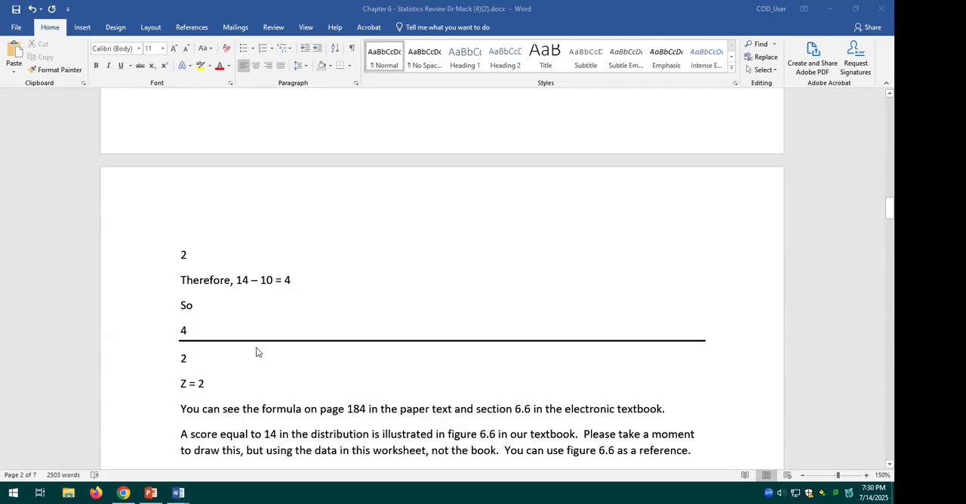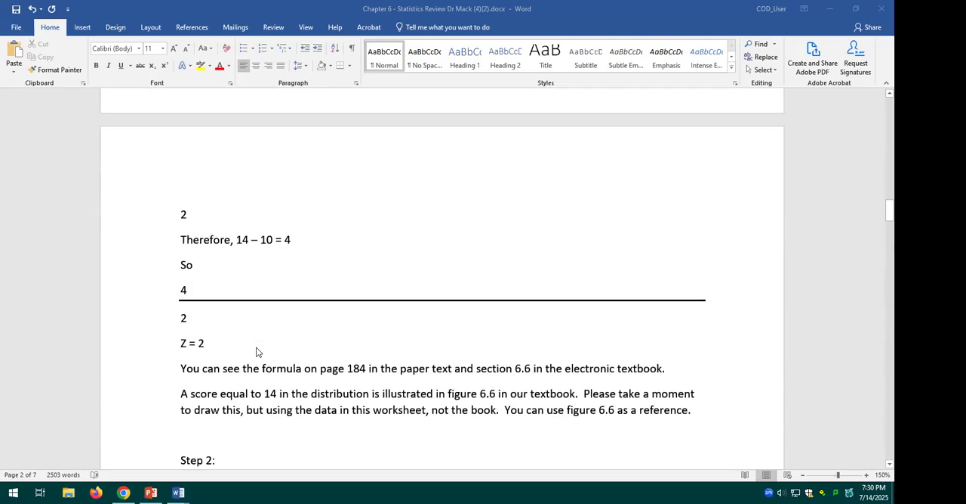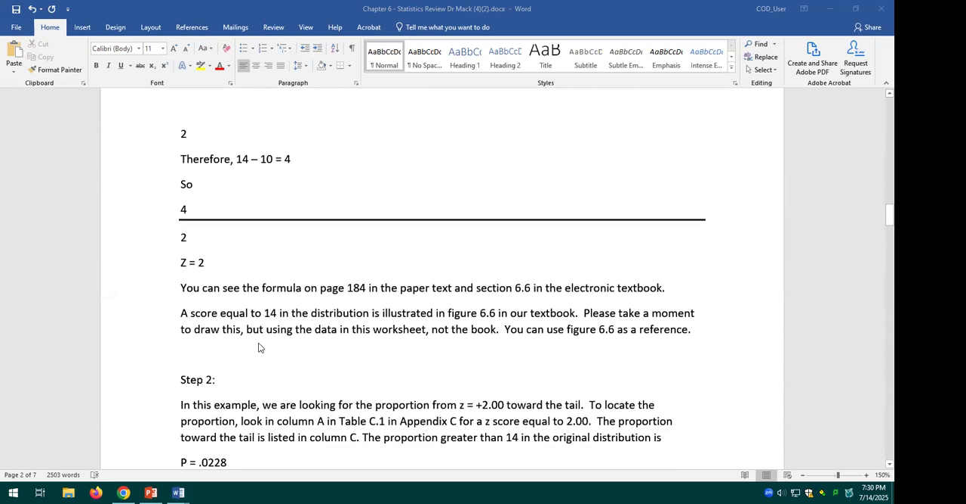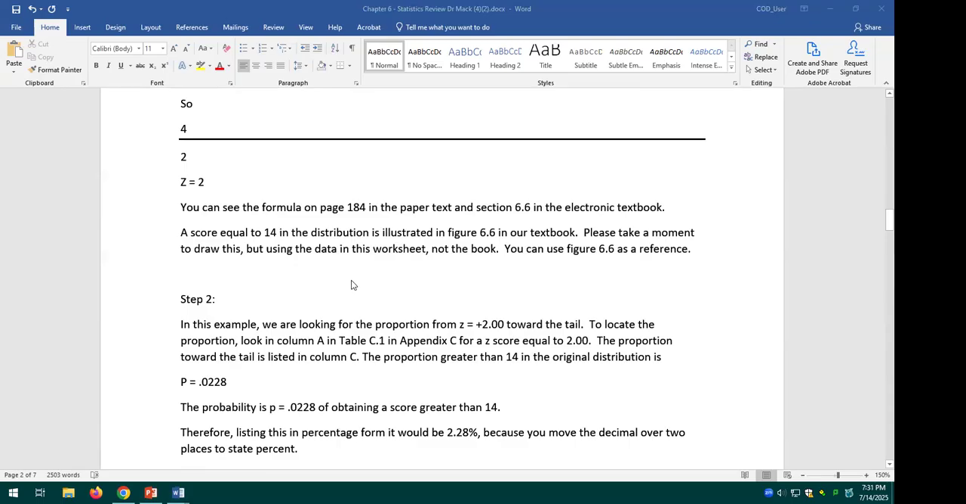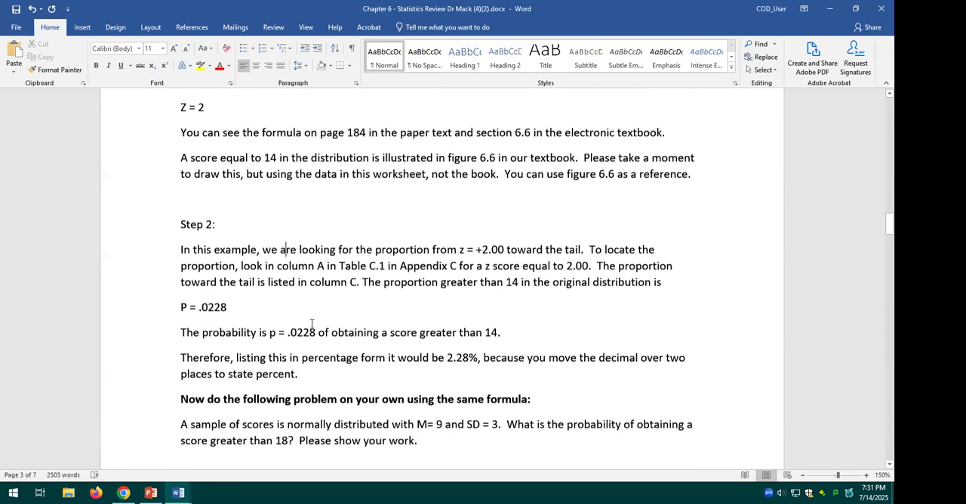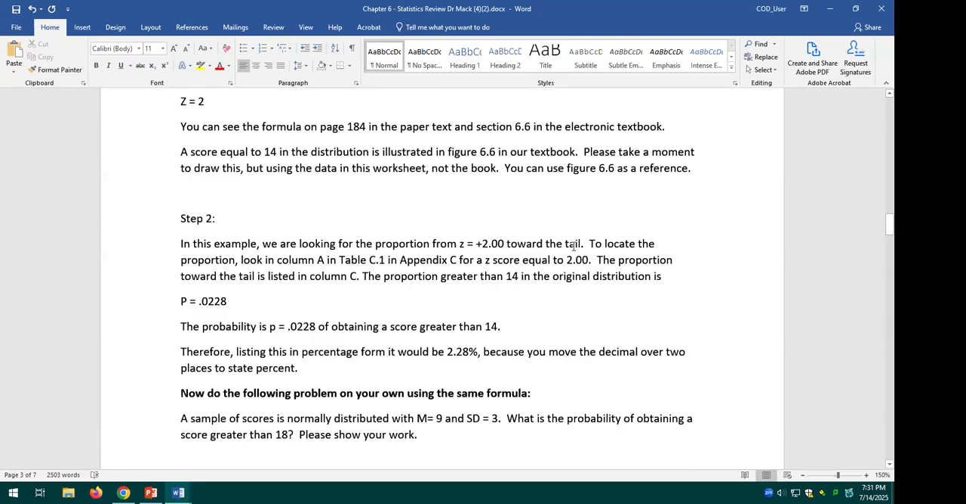You can see the formula on page 184, approximately section 6.6. And then you draw it like that, but label it accordingly. Does that make sense, or is that not making sense? I can draw it. So we have z equal to 2. Step 2, in this example, we're looking for the proportion of z equal to plus 2 toward the tail.